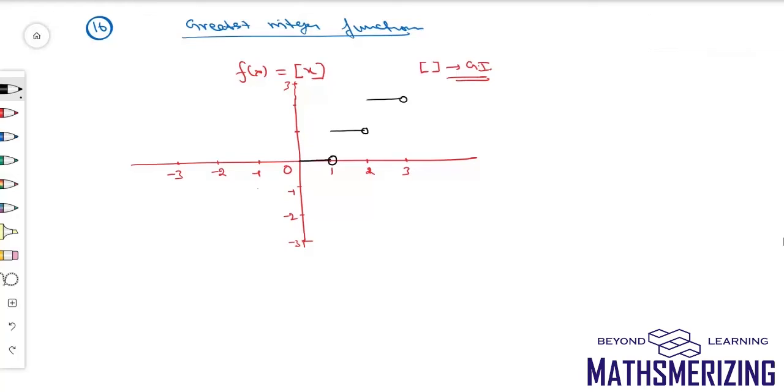In the same way, between minus 1 and 0, the value is minus 1. Between minus 2 and minus 1, the value is minus 2. And between minus 3 and minus 2, the value is minus 3. It is also called a step function. So that is the graph of the greatest integer function of x.